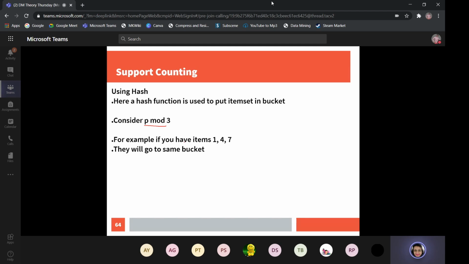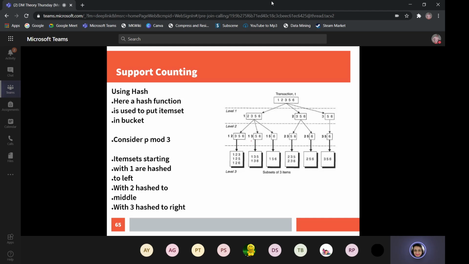For example, if you have items 1, 4 and 7, then they will go to the same bucket. So item sets starting with 1 are hashed to the left, with 2 are hashed to the middle, and with 3 are hashed to the right.